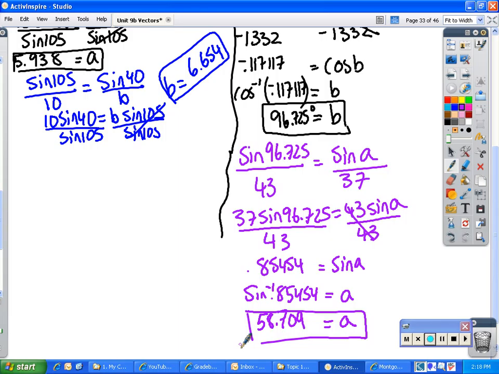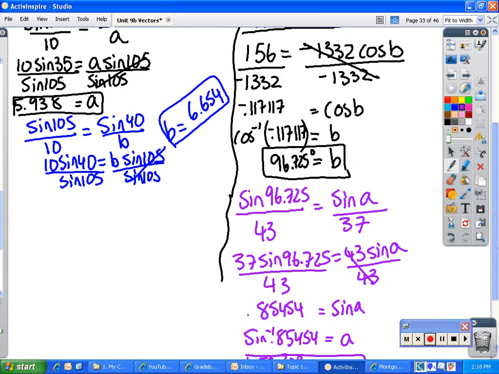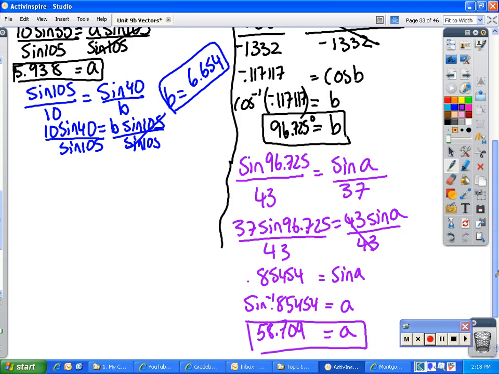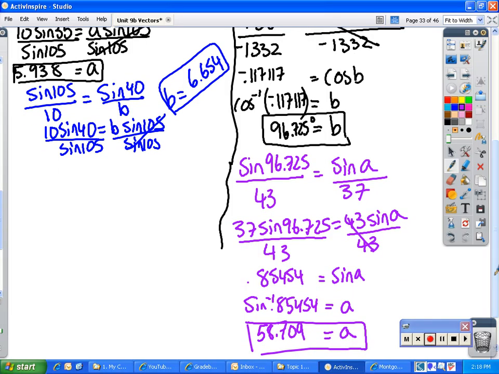All right, so far so good. That's angle A, 58.709. Well, now A, B, and C make up a triangle. So angle A plus angle B plus angle C have to equal 180. We already know A and B, 58.709 plus angle B, 96.725, that equals 155.434. If I take 180 minus that number, I get angle C is 24.566 degrees.